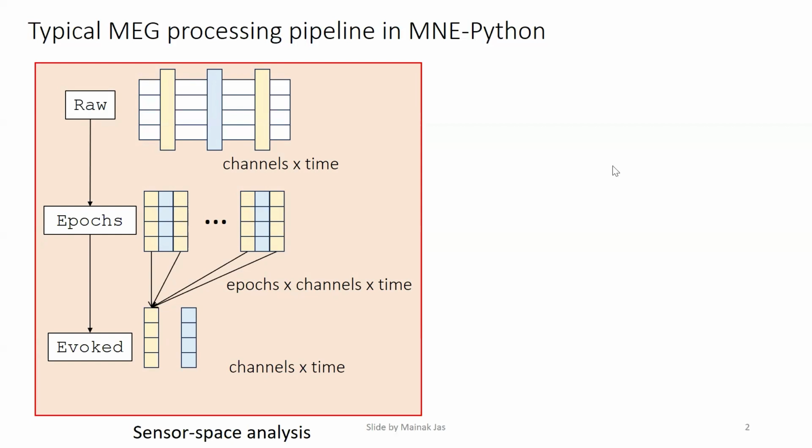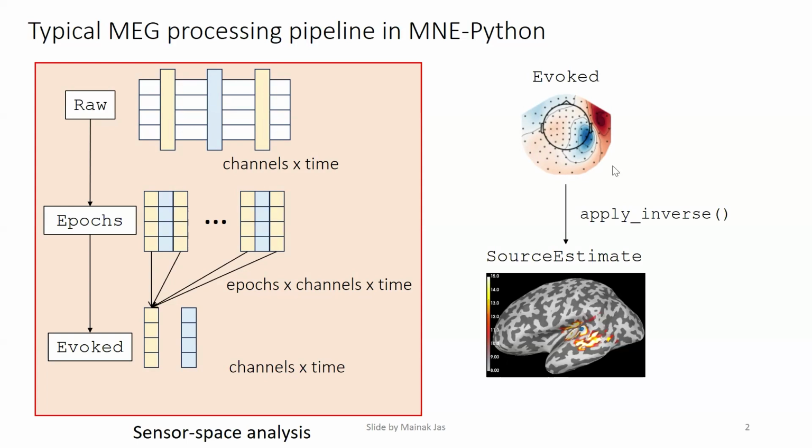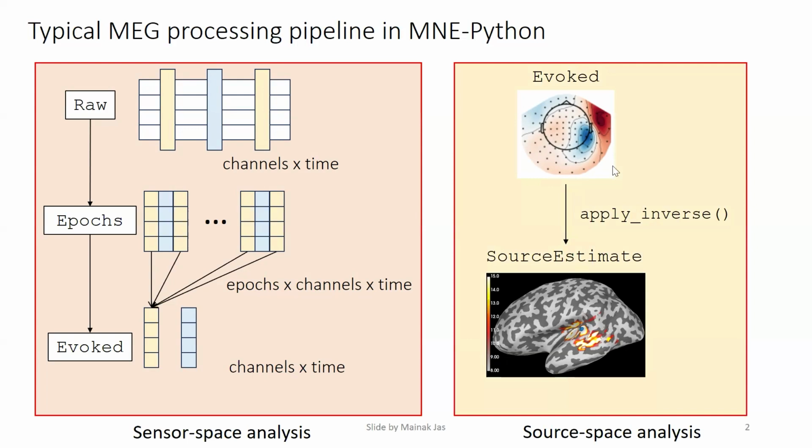In MEG, people often go beyond sensor space analysis. What they do is they take these evoked response data, and from there they apply some kind of inverse operator, and they construct a source estimate to get what's known as source space analysis. So this is how people analyze data in MNE-Python.